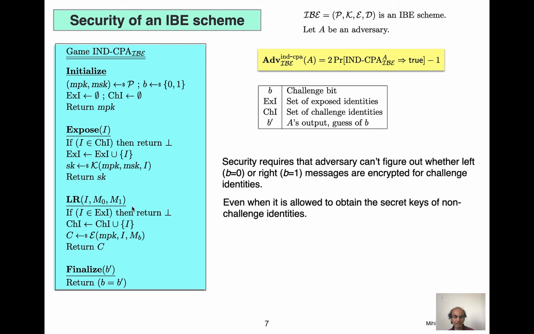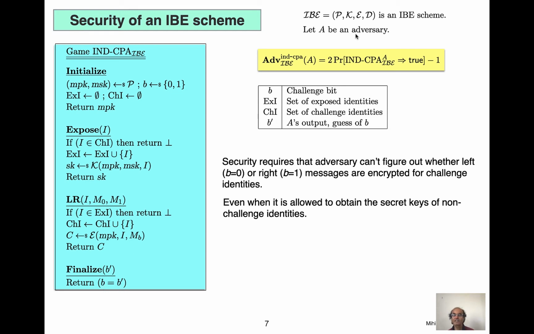Of course, they have to be of equal length. The game will encrypt M sub B, the message either M0 or M1, indicated by this bit, for this identity, create a ciphertext and give back that ciphertext to the adversary. And of course, encryption is a randomized operation, and the coins are chosen by this algorithm inside this execution. And then the adversary has to eventually output a bit B prime and wins if its guess is a correct guess as to the challenge bit B.